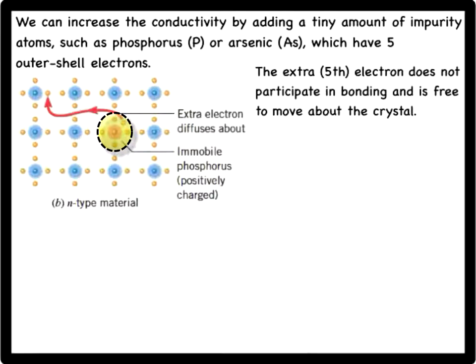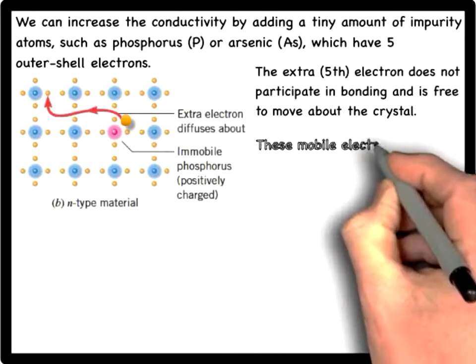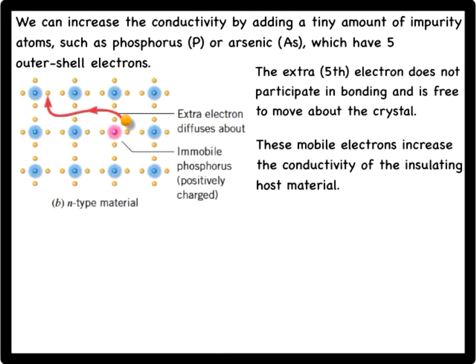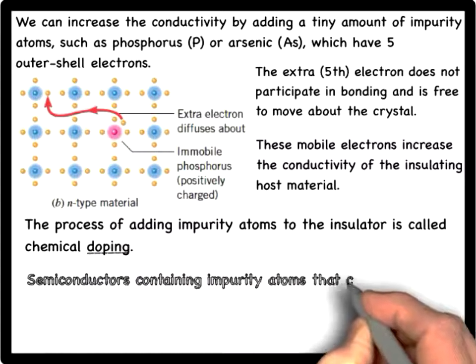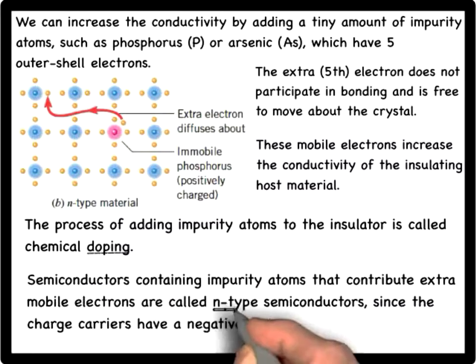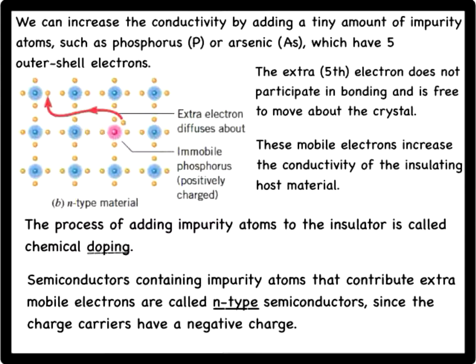A semiconductor containing small amounts of phosphorus can therefore be envisioned as containing immobile, positively charged phosphorus atoms and a pool of electrons that are free to wander throughout the material. These mobile electrons allow the semiconductor to conduct electricity. The process of adding impurity atoms is called doping. A semiconductor doped with an impurity that contributes mobile electrons is called an N-type semiconductor, since the mobile charge carriers have a negative charge. Note that an N-type semiconductor is overall electrically neutral, since it contains equal numbers of positive and negative charges.